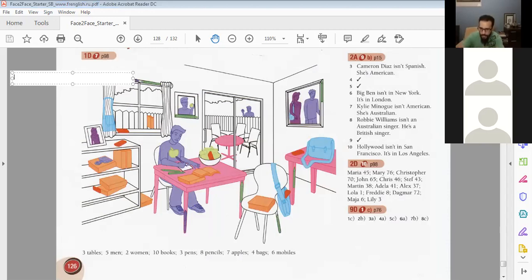So we have number 1 C, number 2 B, number 3 A, and number 4 A. We have 5C, we have 6A, 7B, 8C. Okay, and let's go back to the page. Let's go back.